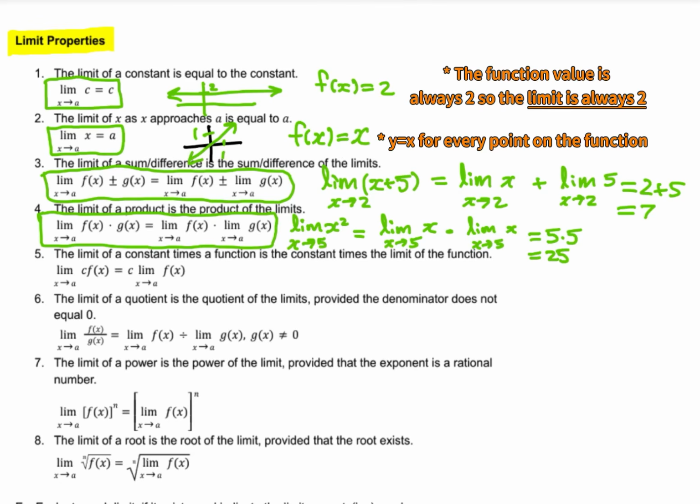Property 5. The constant multiple property. The fifth property is the constant multiple property. This property says that if we have a constant multiplied by a function, we can take the constant outside of the limit. For example, let's say we have the limit as x approaches 3 of 5x.